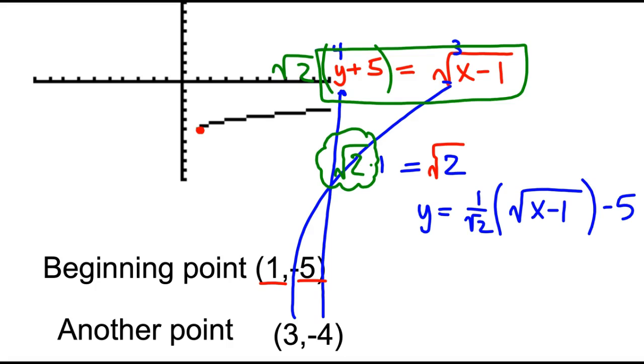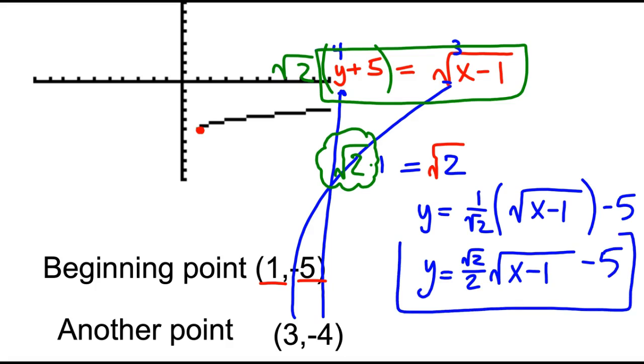Some people might say, rationalize the denominator. So then rationalize the denominator, I get root 2 over 2. And then square root x minus 1 minus 5. That'd be your best top dog final answer.